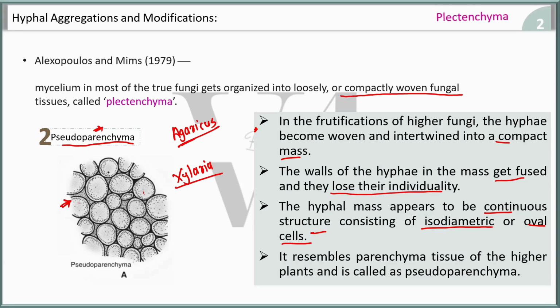Meaning what? As the hyphae are compactly woven, when you take a cross section of this aggregation and observe it under a compound microscope, you will find that these hyphae appear like the parenchyma of plants. Yes, they appear isodiametric or oval. Now, as they resemble the parenchyma of higher plants, this kind of aggregation is called pseudoparenchyma.